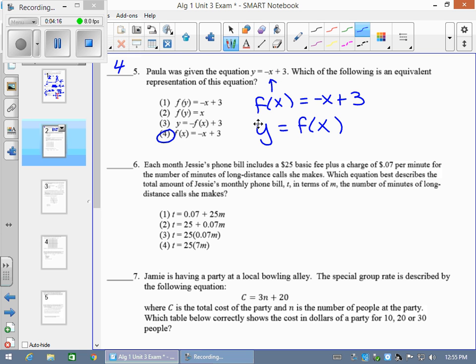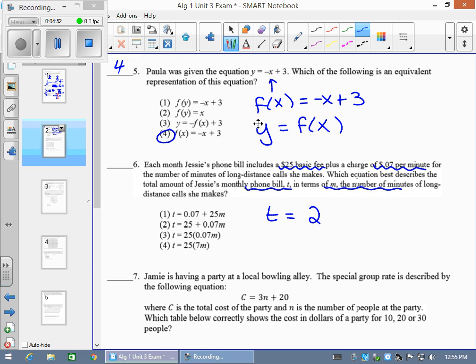For question 6, we're being given information about a phone bill, and we're told that there's a $25 basic fee plus a charge of 7 cents per minute for the number of minutes of calls. They're using T to represent the monthly phone bill and M to represent the number of minutes. So we're being asked to now write this as an equation. If you look at all your choices, you have T equals, so that's how it needs to start. And then we're looking at 25. Well, $25 is how much I pay no matter if I don't even make one single call. So if I don't spend any of my minutes, I still owe $25.